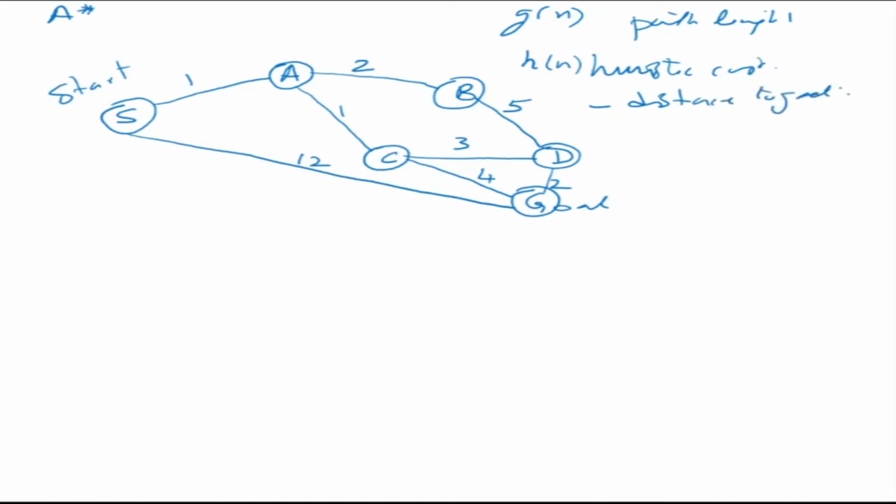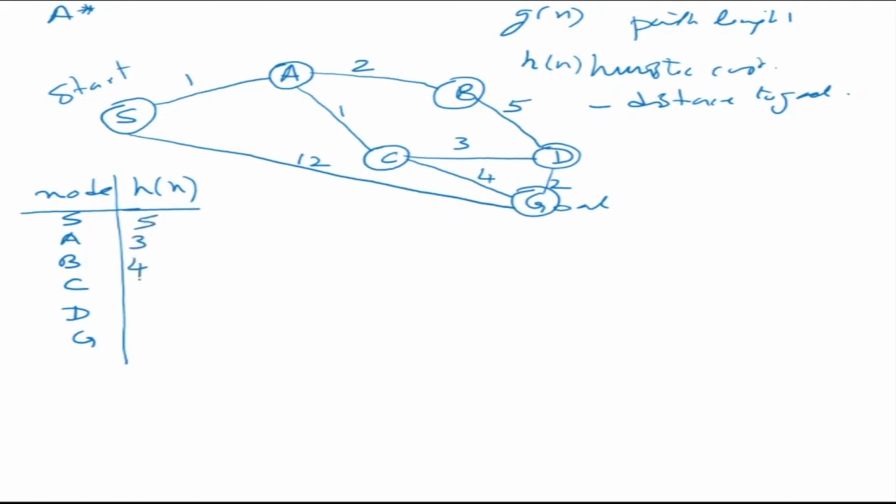Let us say I put my nodes for every node, for node S, A, B, C, B, C, D, and G, each of these nodes has a cost associated. Now this cost associated could be the distance. Let us assume it is the distance 5, 3, 4. So in this case, it is made up of GN plus HN.